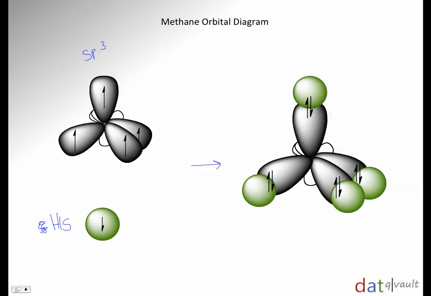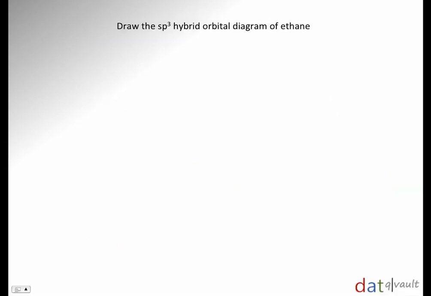Alright, so this is the basis for orbital hybridization around carbon. This can be used to make multiple different molecules. So this is methane, the most simple example. What I want you to do right now is draw the sp3 hybrid orbital diagram, like I showed you in the previous slide for methane.